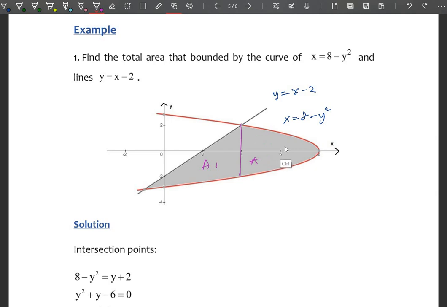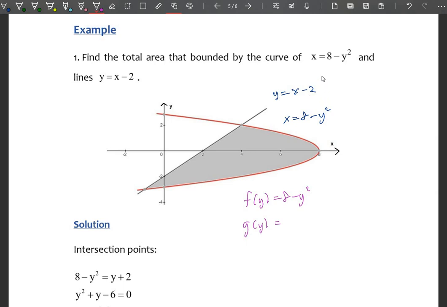Since top minus bottom is redundant, what we do here is integrate the function right minus left. Why right minus left? Because the bigger number should be on the right and the smaller one on the left, so the bigger value minus the lower value. Right now the function on the right is the curve. That means f(y) is equal to 8 minus y squared, and for g(y) we have y equal to x minus 2.